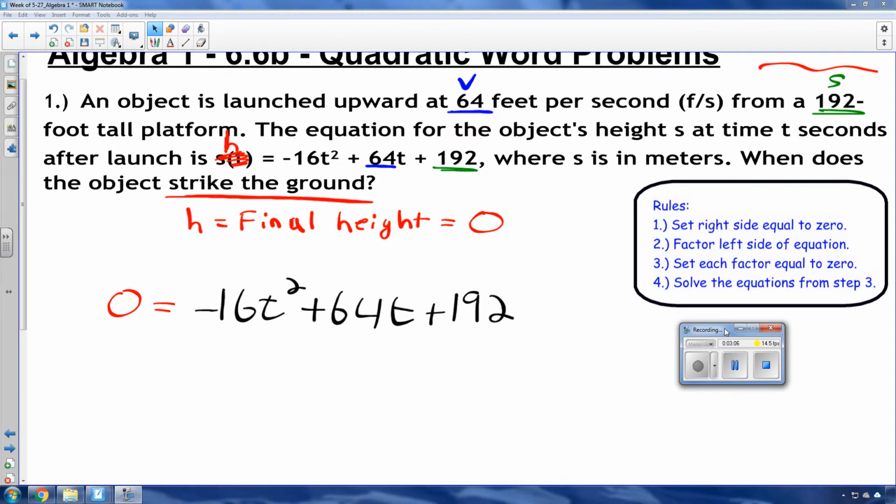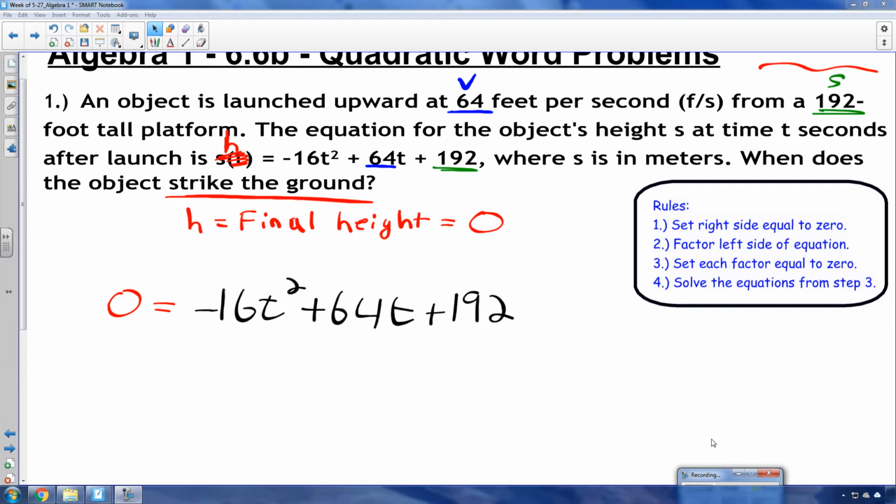Now, if you're trying to solve the problem and you don't really know where to start, I put up some of the rules that we use to solve quadratic equations. The rules are right here: set the right side to 0, factor the left side, set each factor to 0, and then solve the equations from step 3. So what you want to do is just try to follow those steps to get this done. Now, obviously, you don't have to set the right side equal to 0. You could just put this 0 over here.